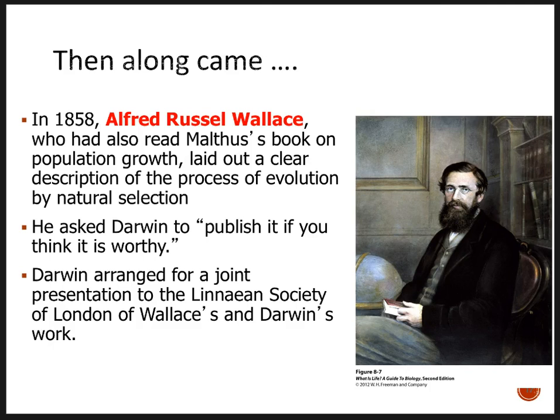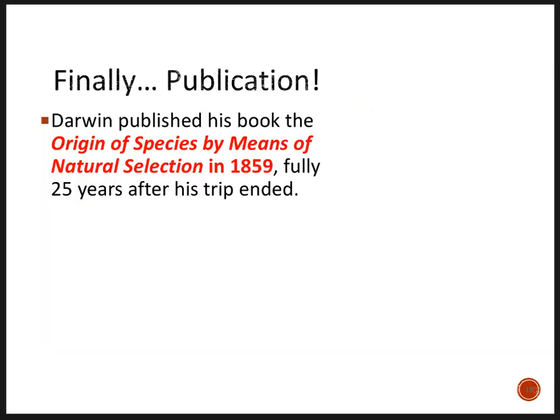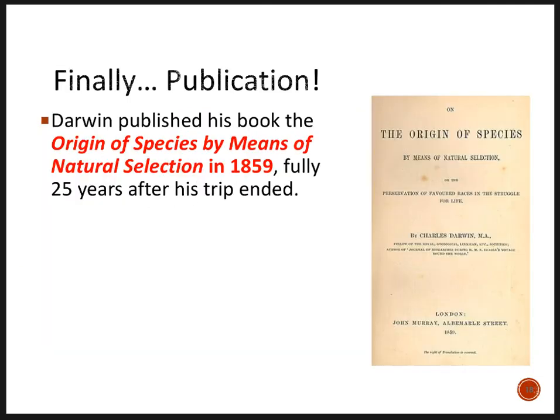So at this time, Wallace is actually really, really sick and he doesn't get back home to England for a year. But by this time, Darwin actually publishes not just something in a Linnaean Society, kind of like a magazine. He actually publishes his book, a full fleshed-out book. 25 years after his trip ended, he publishes The Origin of Species. And kind of cool and interesting, this is why we call it Darwin's idea and not Darwin and Wallace's idea, because literally Darwin wrote the book.